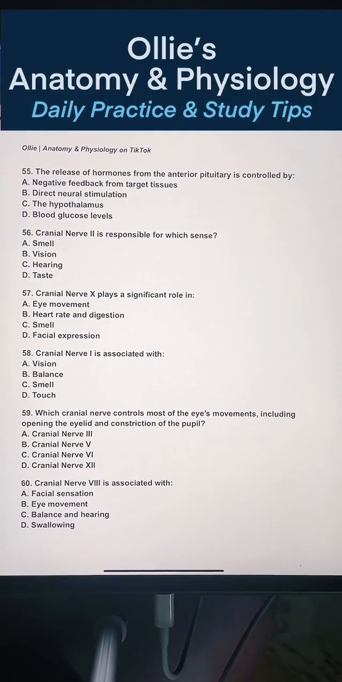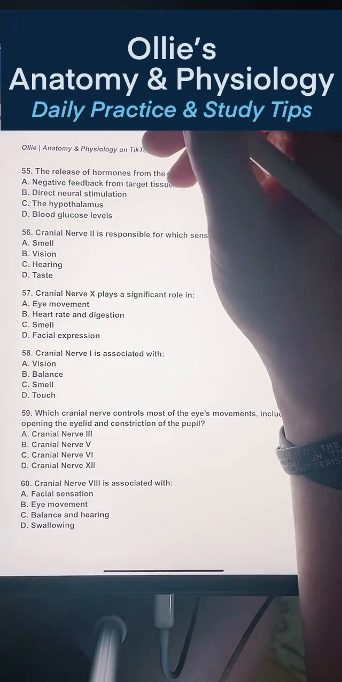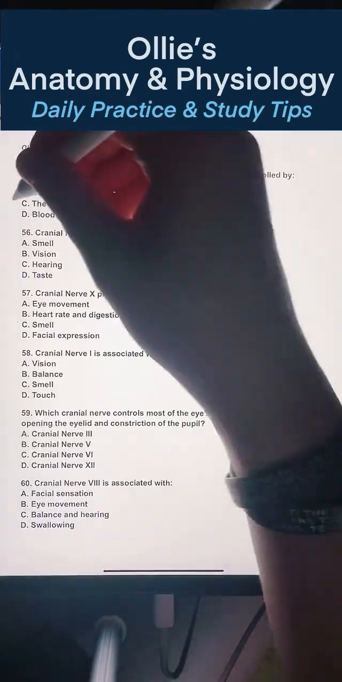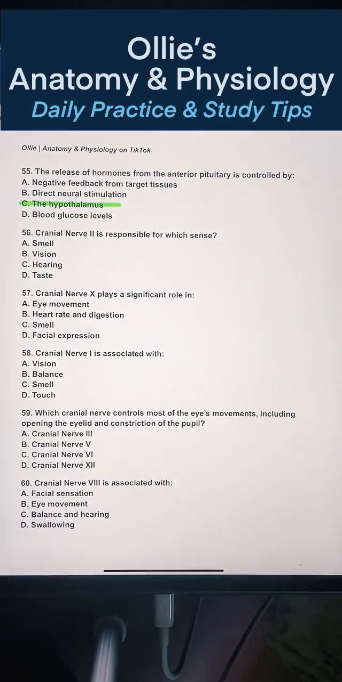Remember that we talked about the hypothalamus being the master regulator. It is going to regulate the release of hormones from the anterior pituitary, right?